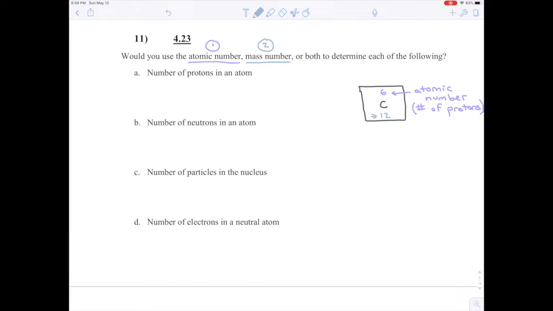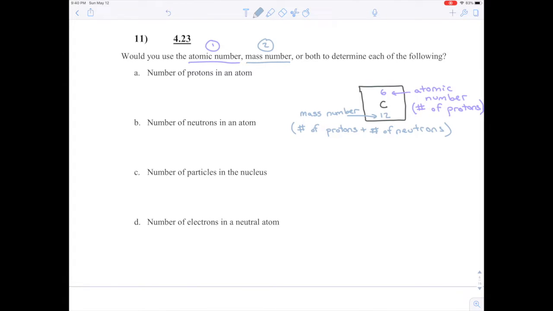The number on the bottom of the box in the periodic table is called the mass number. And it's the mass number because it tells you the mass of the atom. Now, the mass of the atom comes from the protons and the neutrons, each of those weighing 1 atomic mass unit. So, really, the number on the bottom is the number of protons plus the number of neutrons. That's the number on the bottom, the mass number. Okay, so now we can go back and look at each of these things.